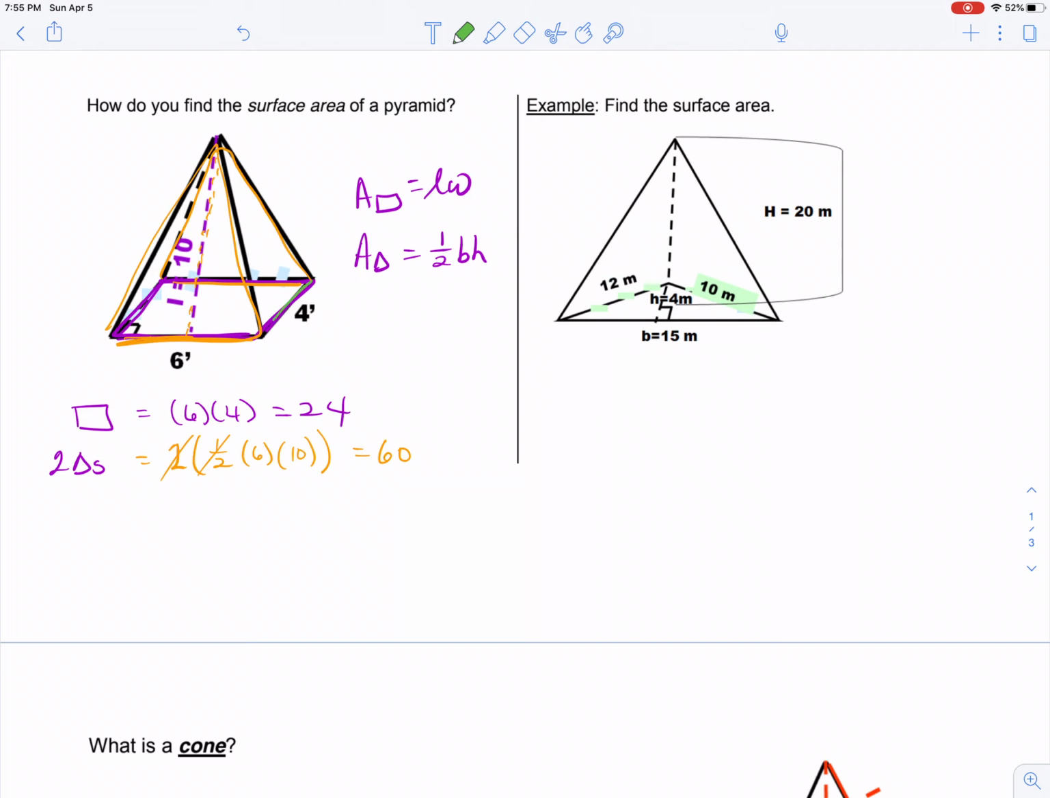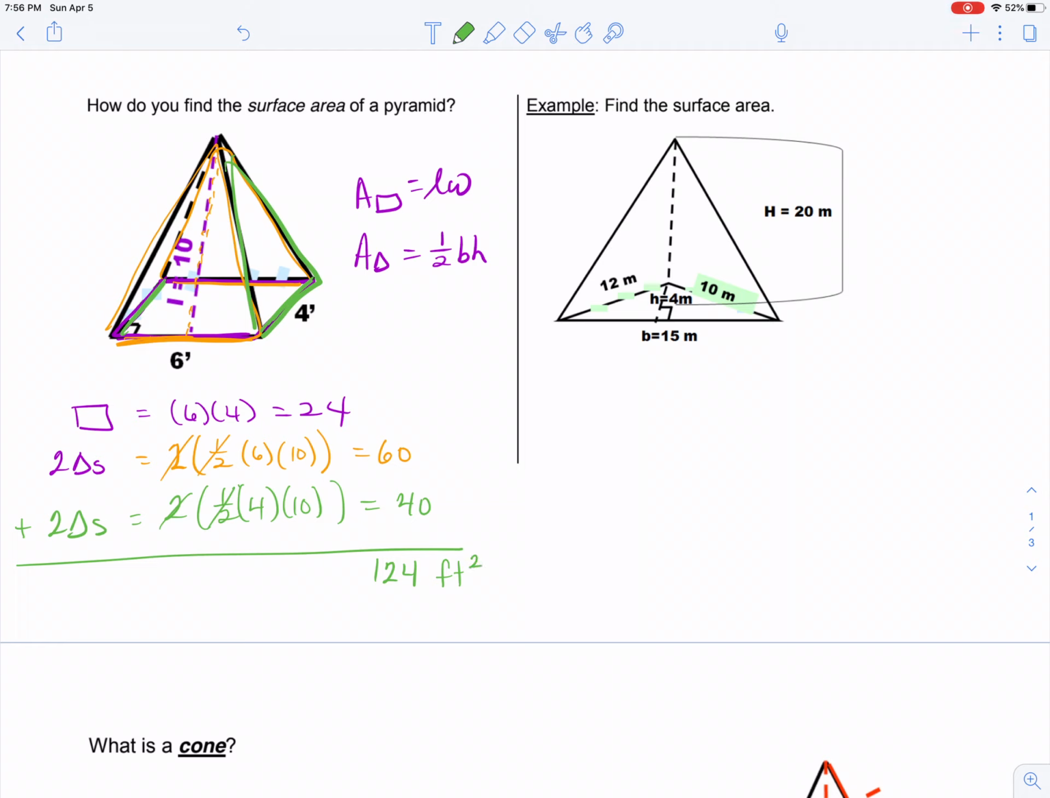Now the triangles that have the bases of 4 on the sides have the same slant height, so those 2 triangles are going to have 2 times 1/2 times the base of 4 times the same height of 10. And again, the 1/2 and 2 cancel, and I get 40. And to get the total surface area, I'm going to add those 3 up and get 124, and surface area is going to be square units or feet squared.